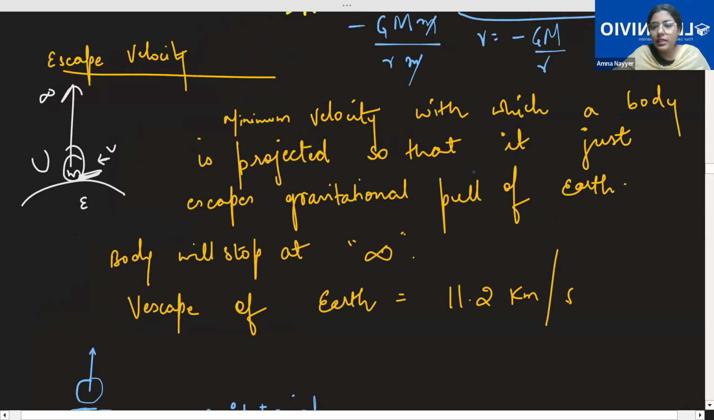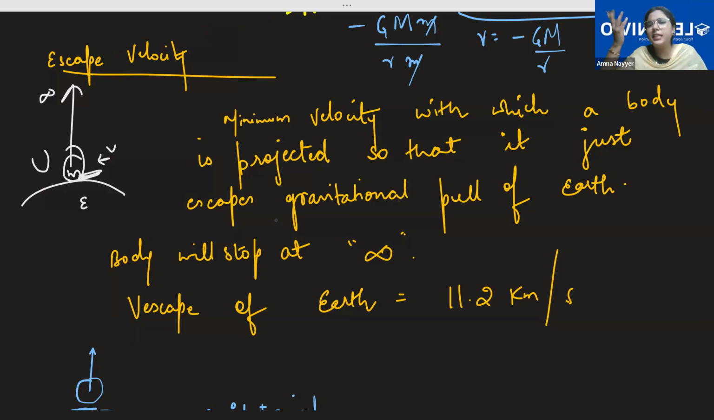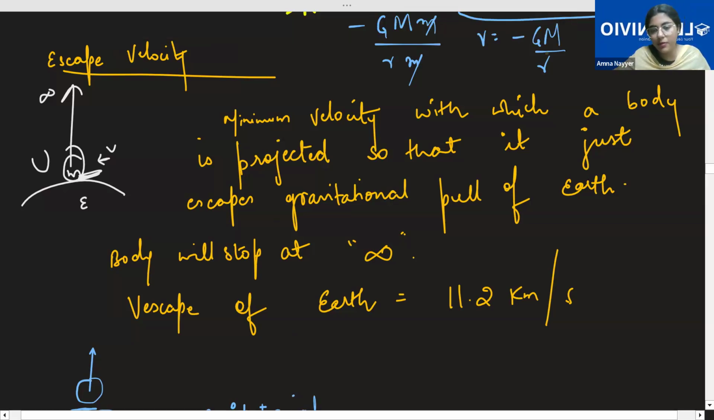So the minimum velocity with which a body is projected so that it just escapes the gravitational pull of the earth, and the body will finally stop at infinity. It is said that it will stop at infinity. So escape velocity of the earth is 11.2 kilometer per second. This value you have to remember.